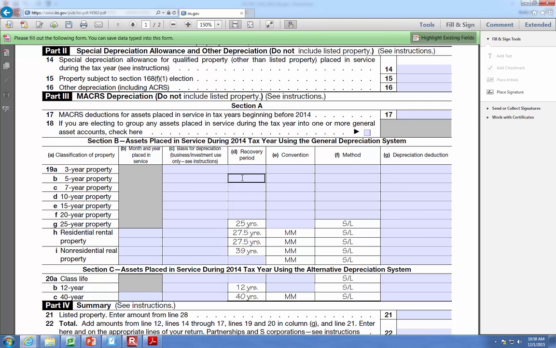At any rate, line 17 is a very innocuous, simple-looking little line, but if you've been in business for a while, you're going to usually have a pretty big number in here. It says, MACRS deductions for assets placed in service in tax years beginning before 2014. So that's all the depreciation on all the assets that you bought before the current year.